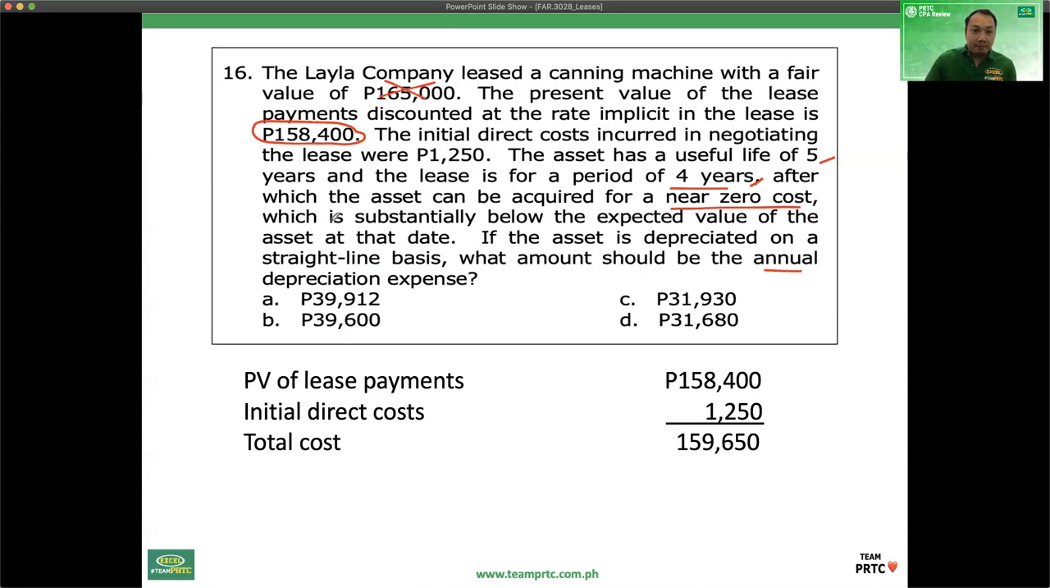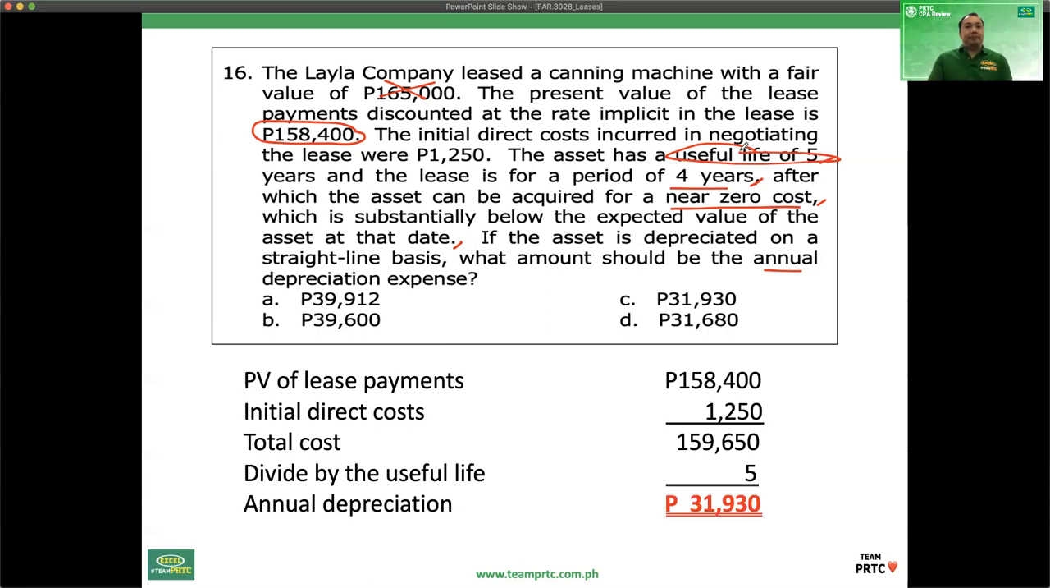Pero dito, in-specify, yung near zero cost daw na yan, substantially below the expected value of the asset at that date. So meaning, dahil yung option price ay substantially lower than the fair value, malamang gagamitin ng lessee yung option. So eventually, who will become the owner? Lessee. So kaya gagamitin natin useful life, since eventually lessee will become the owner. So answer? Okay, number 16, letter C.